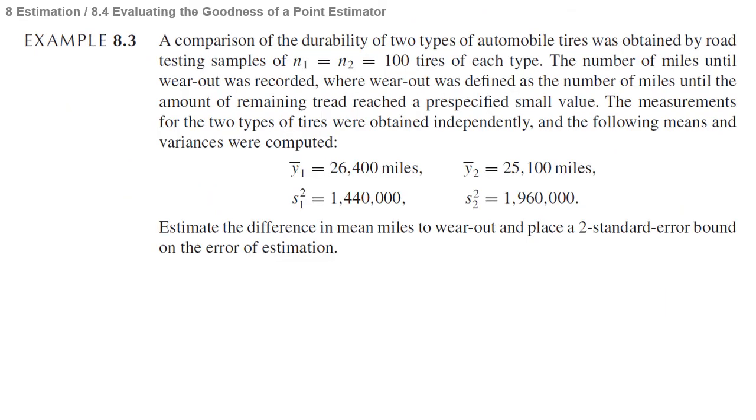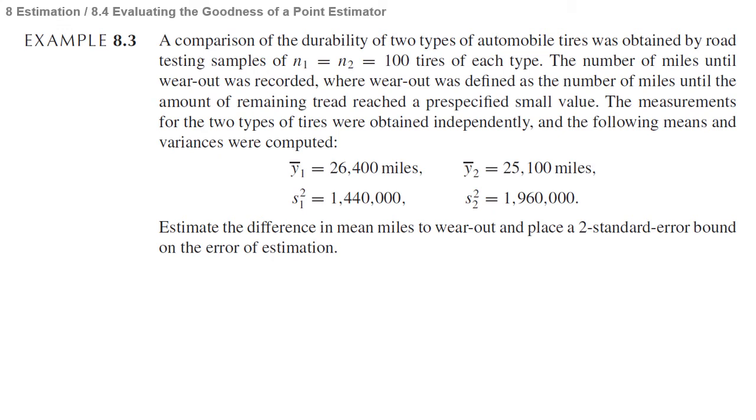Okay, let's move on to example 8.3. A comparison of the durability of two types of automobile tires was obtained by road testing samples of n1 equals n2 equals 100 tires of each type. The number of miles until wear out was recorded, where wear out was defined as the number of miles until the amount of remaining tread reached a pre-specified small value. The measurements for the two types of tires were obtained independently, and the following means and variances were computed.